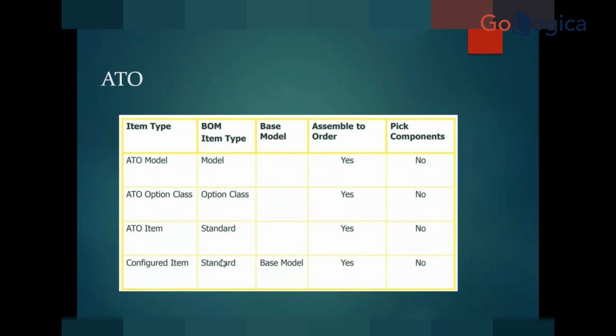Standard. Okay, base model is base model. Okay, configure that, I'm looking. Okay, so this is the key. These attributes I can get from the item MTL system item table, right?